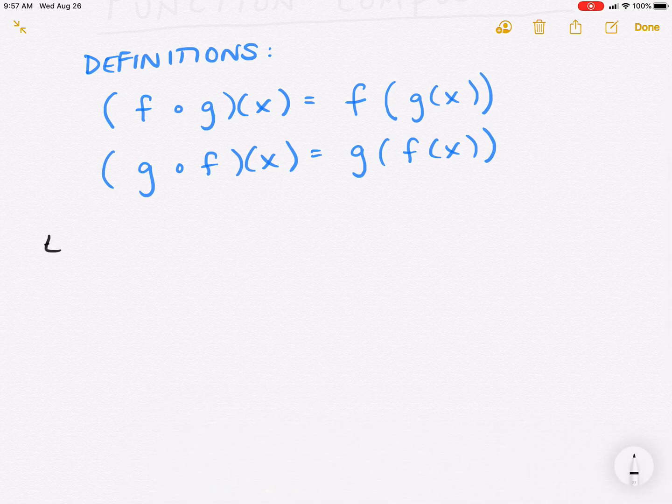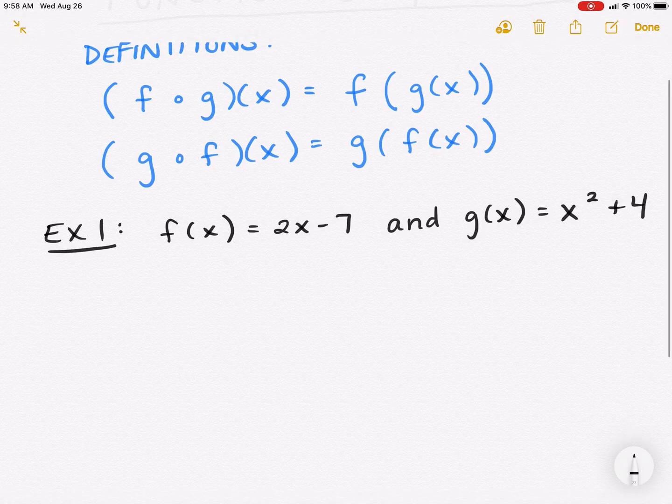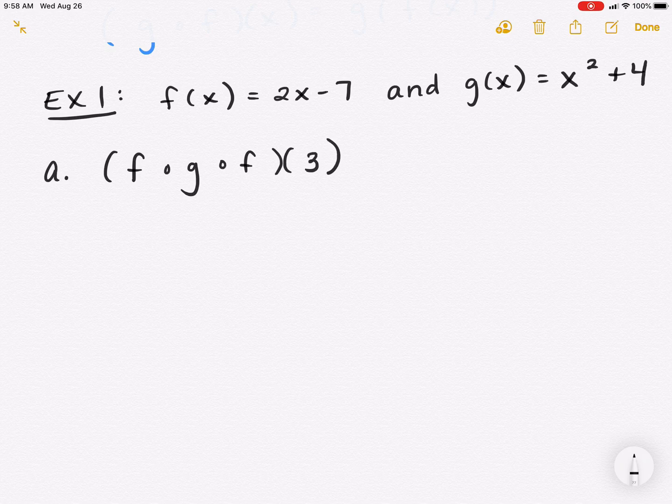All right, example 1, we're going to pretty much just use these functions the entire time. So we've got f of x is 2x minus 7, and we've got g of x, which is going to be x squared plus 4. And I'm going to work through probably about 4 different examples, but we're going to use these two given for the entire time. All right, part A. I want to find f of g of f of 3.